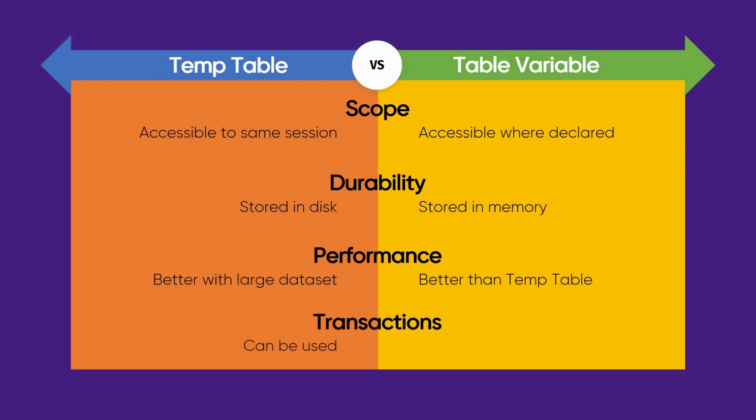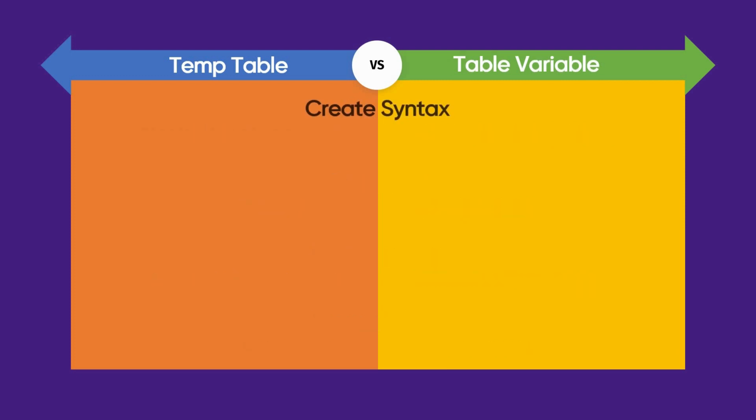The temporary tables can be used in transactions, which means that the data in a temporary table can be rolled back if an error occurs or if the transaction is rolled back. And table variables, on the other hand, cannot be used in transactions. Next we will see about the syntax.